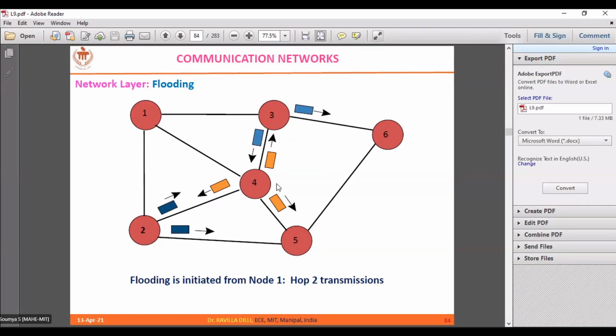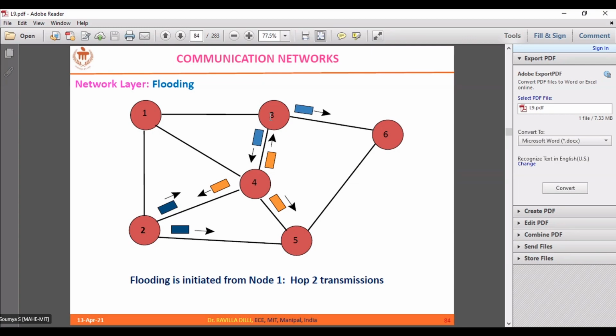Okay, so then what happens? What should the routers do once they receive it? From 1 it was sent to 3, it was sent to 4, and it was sent to 2. Correct? So now 3 has received these packets. What should 3 do with it? Node 3 is going to further send it on all its lines, but the only thing is it will not send it on the line that it received it from.